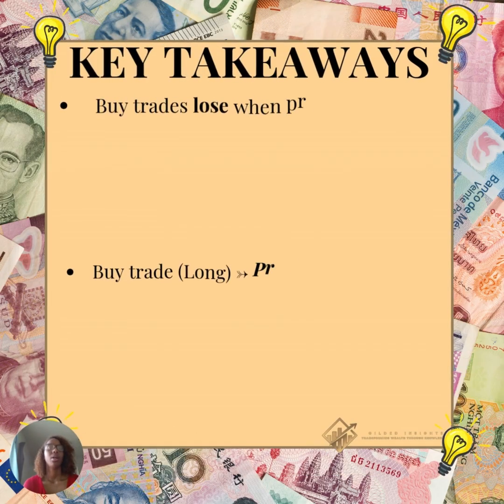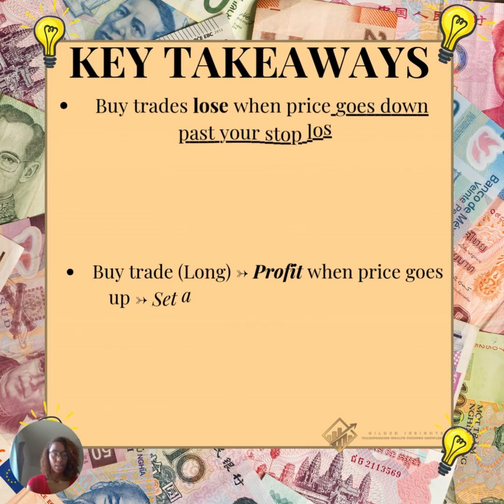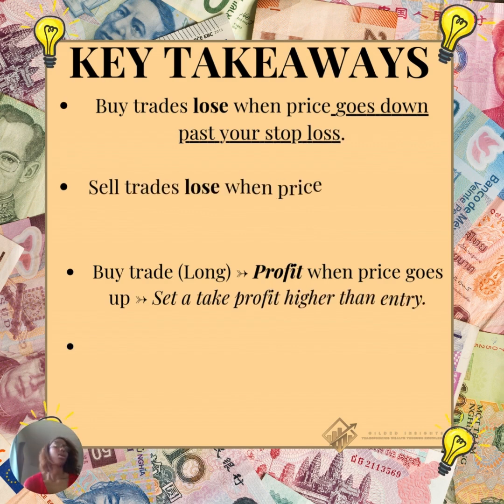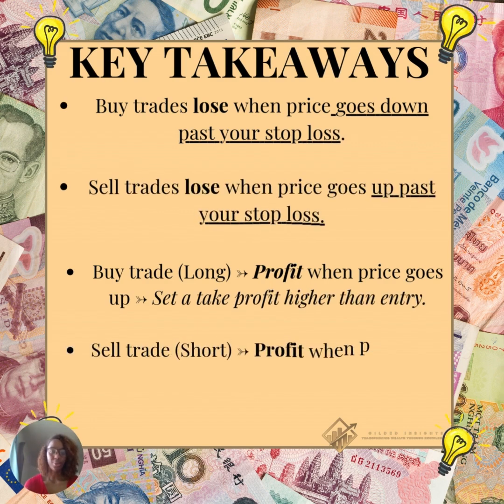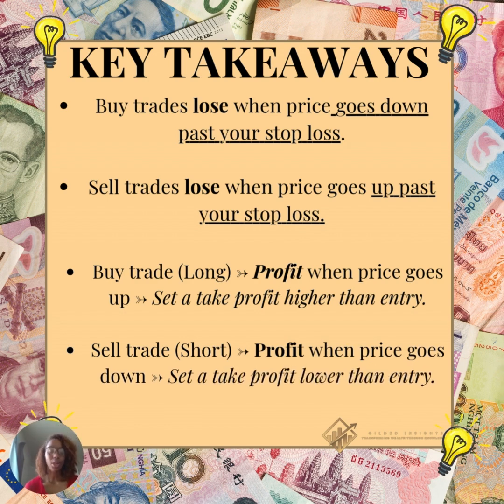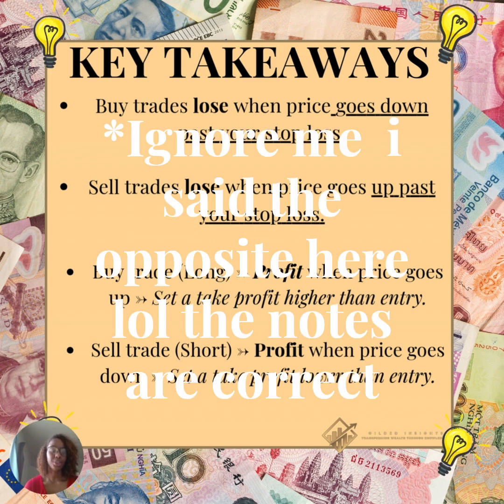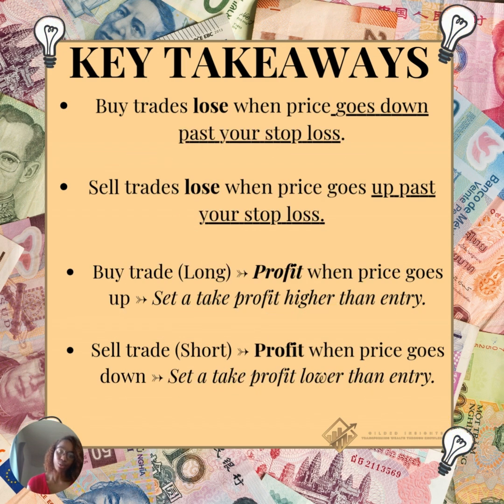Okay, so some key takeaways here. If you are taking notes, please put an asterisk by these key takeaways. Your buy trades will lose when price goes up past your stop loss. Your sell trades lose when price goes down past your stop loss. So how do we lose a trade? When it goes up or down past our stop loss, depending on if you're going in for a buy or a sell position.